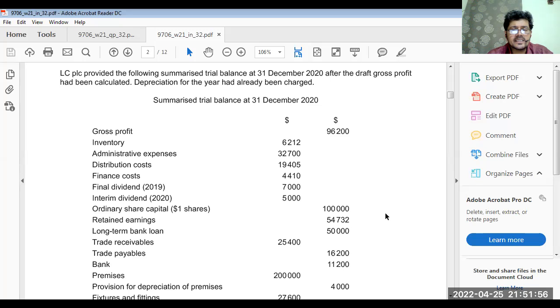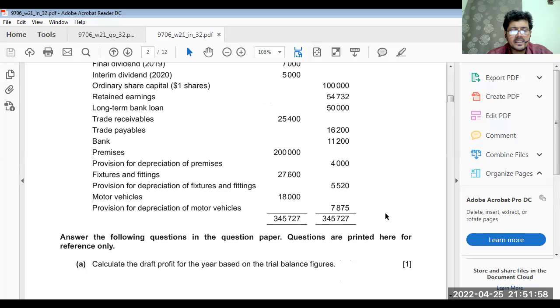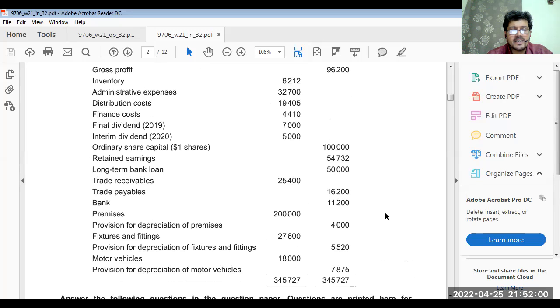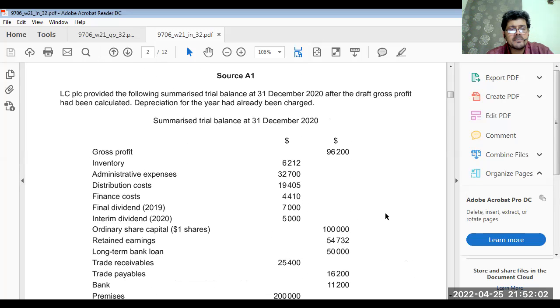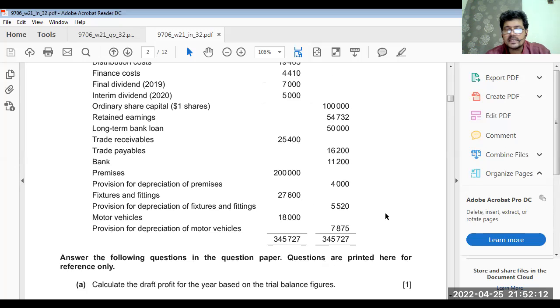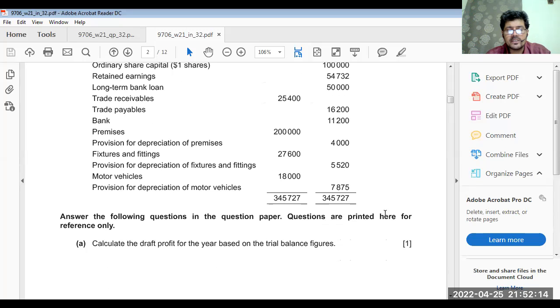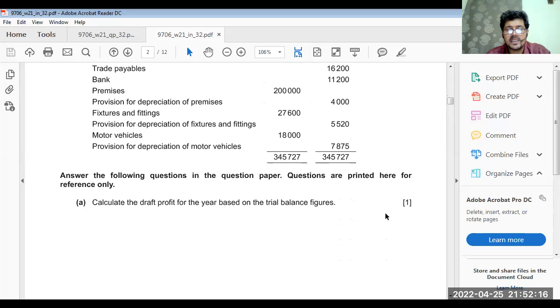This is the insert, and this is a trial balance of LCPLC, provided as the following summarized trial balance at 31st December 2020, after the draft gross profit had been calculated. Depreciation for the year had already been charged. Now answer the following questions in the question paper. Questions are printed here for reference only. Calculate the draft profit for the year based on the trial balance figures.